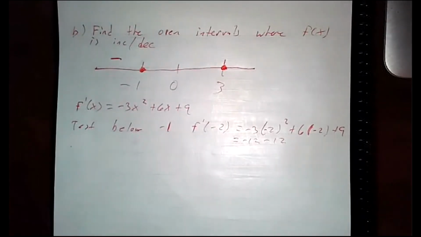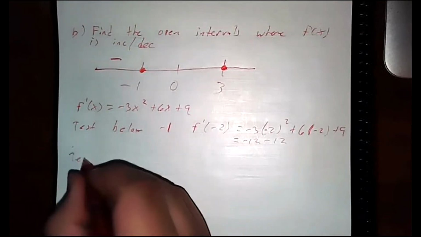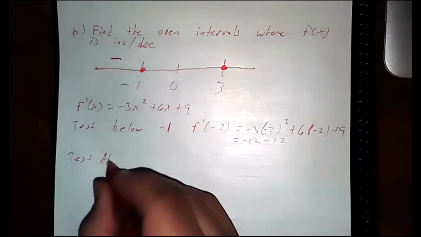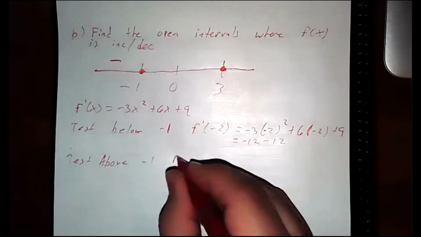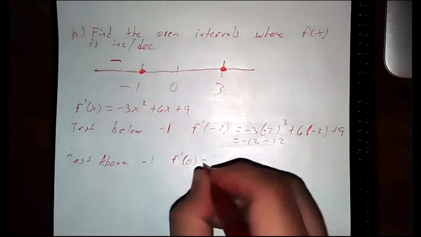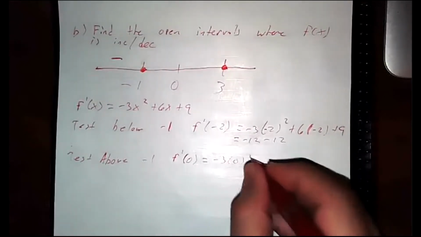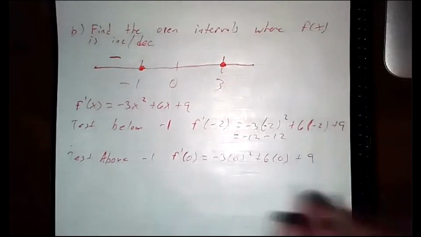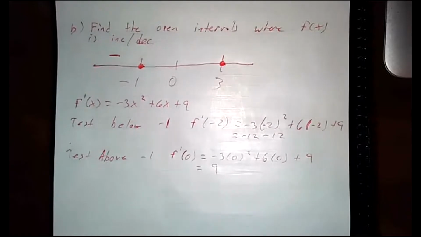All right. Test above -1. So plug in -1. Let's plug in 0 because 0 is an awesome number. -3 times 0 plus 6 times 0 plus 9. Looks like positive, right?